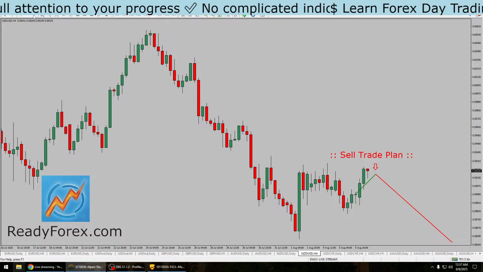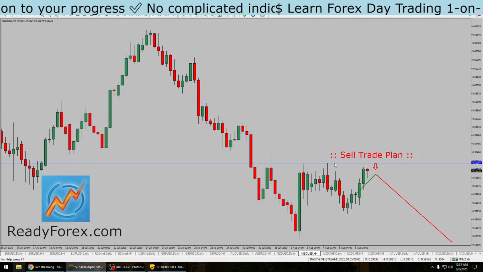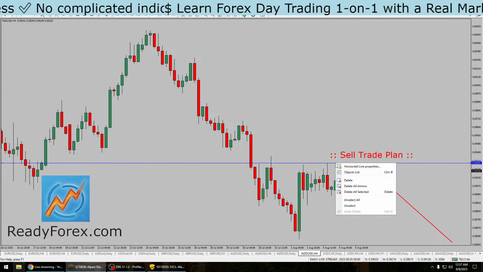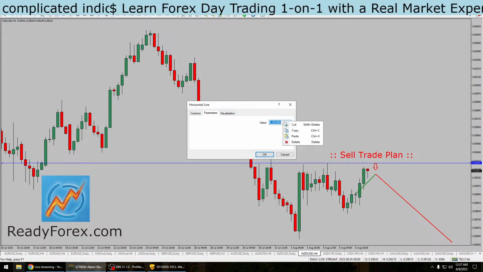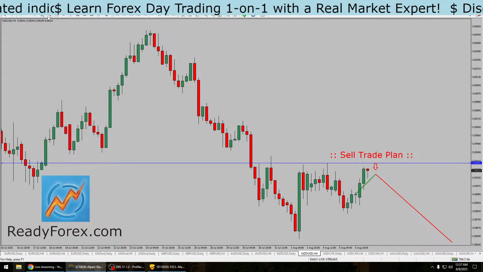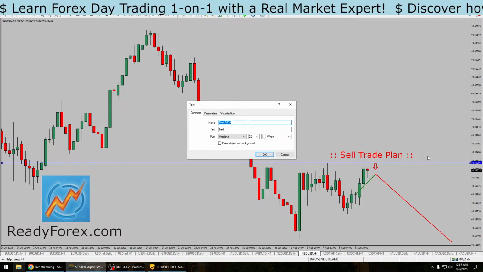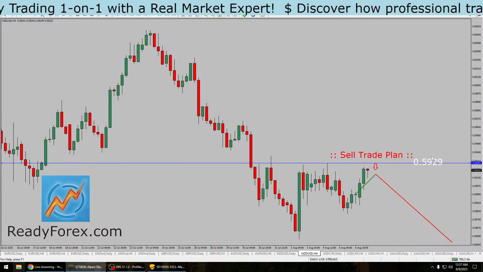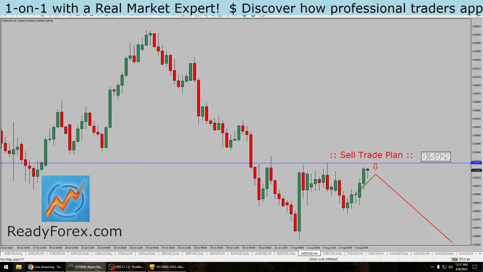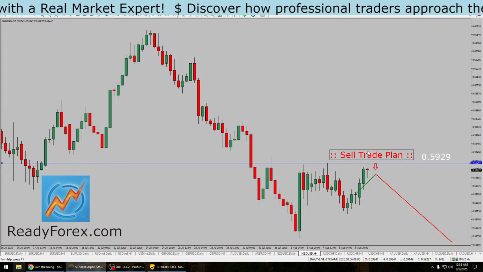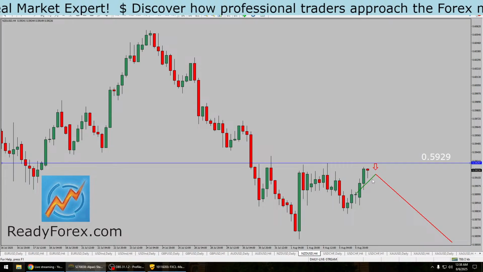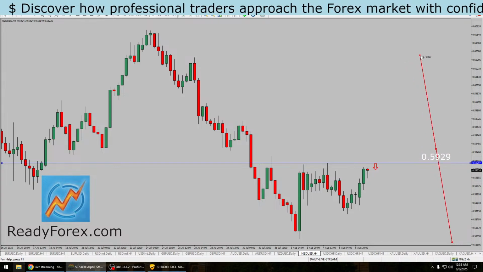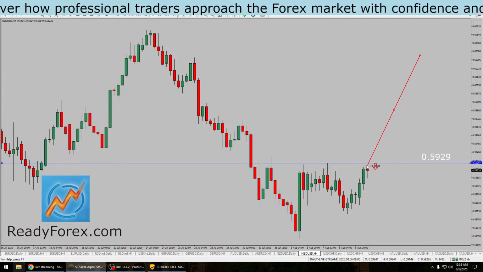However, this is the level right over here, 0.5929 inside the NZDUSD currency pair. I go over here, and this is the level. Let me write it down. The way price action is moving up, I don't think I'm going to get a sell trade plan over here. Let me delete it. This is probably not going to work, and we might get a bullish breakout over here.